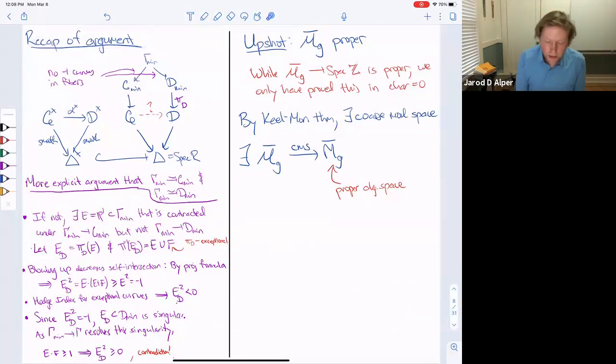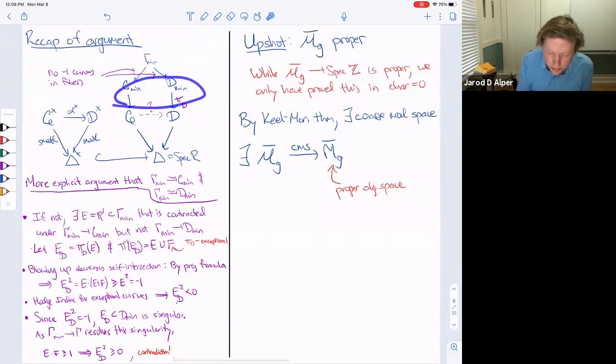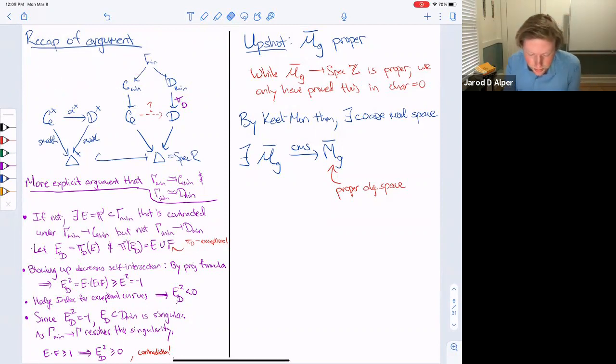We start by taking these minimal resolutions, and let me just erase this. And then we dominate it by a minimal resolution of the graph. So we are in this picture, and one can show directly that gamma min maps isomorphically to C min and to D min.